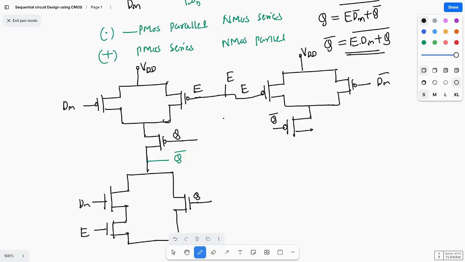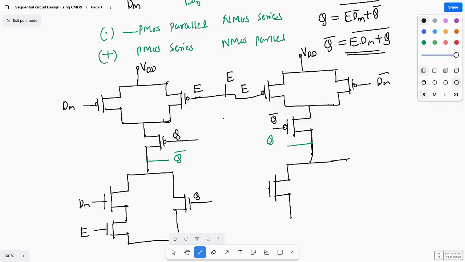And this output is my Q. Below this, you need to connect. Here in series you are getting Q bar. Here you are getting Q bar. This is an NMOS.